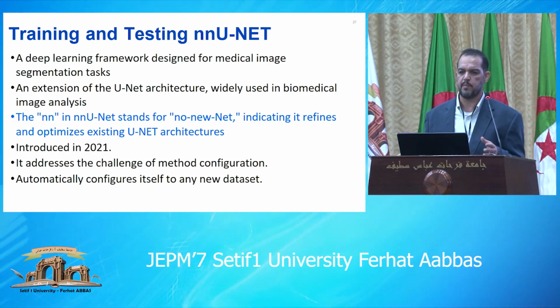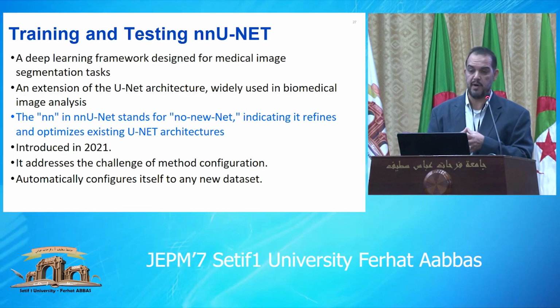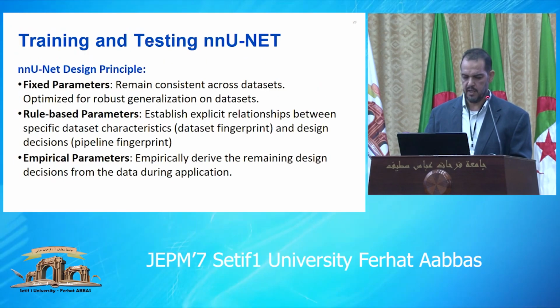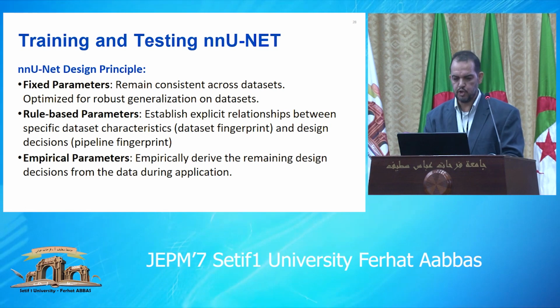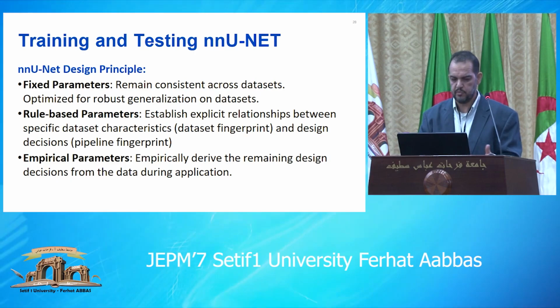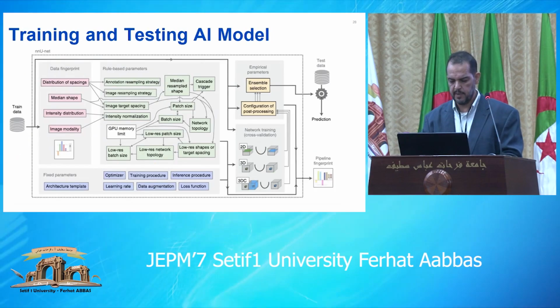So some of the hyperparameters are changed inside this utility, and basically it optimizes the parameters, and then it gives you the final architecture that it has chosen as the optimal architecture for the nnU-Net. So it has certain fixed parameters, certain rule-based parameters, and certain empirical parameters, but eventually you get the U-Net architecture that is optimized for the different hyperparameters.